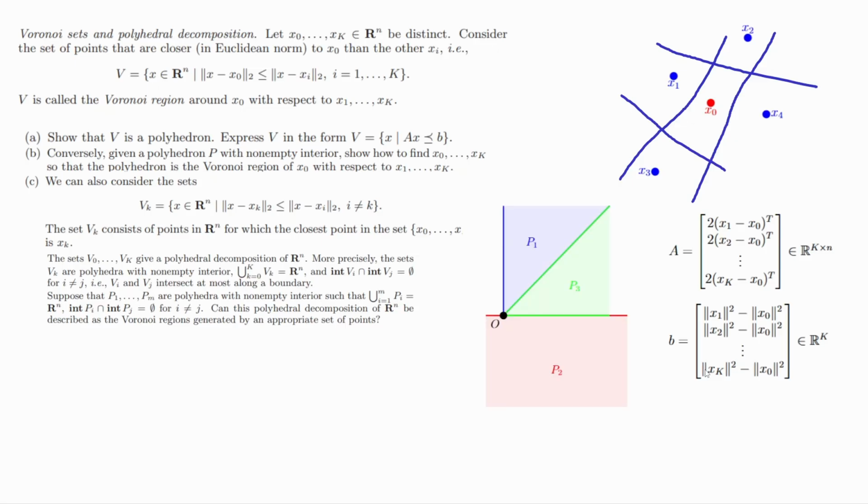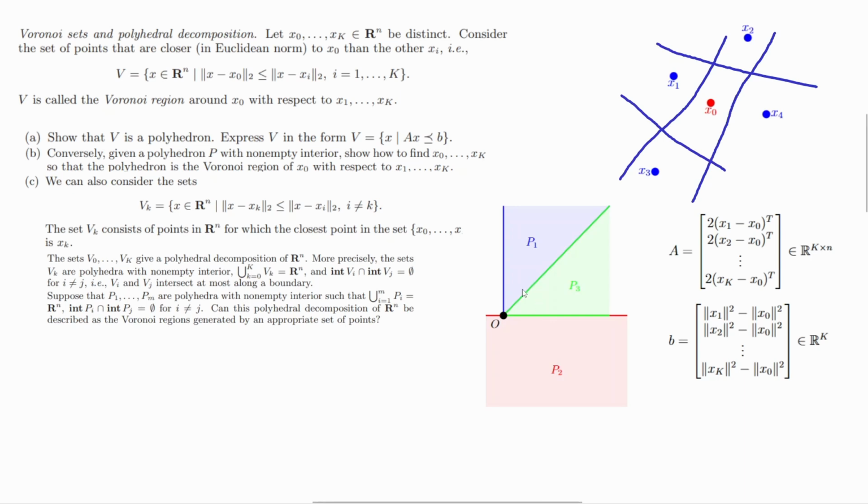So the answer is no, and we're going to prove it with a counterexample. So consider this decomposition in R2. Let P1 be the upper left wedge, so this is y is greater than 0 and y is greater than x. And we have the lower half plane, which is y is less than or equal to 0. Then we have the upper right wedge, which is y is greater than or equal to 0 and y is less than or equal to x.